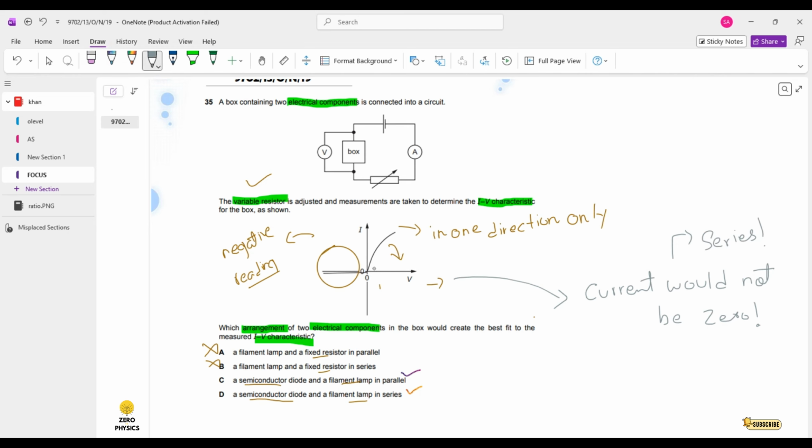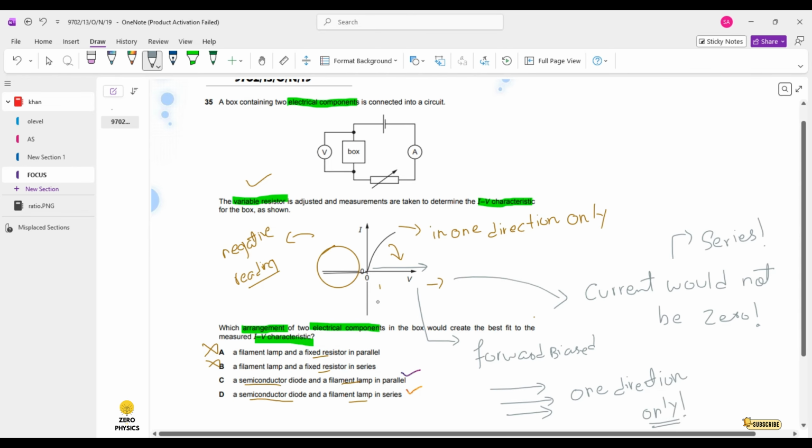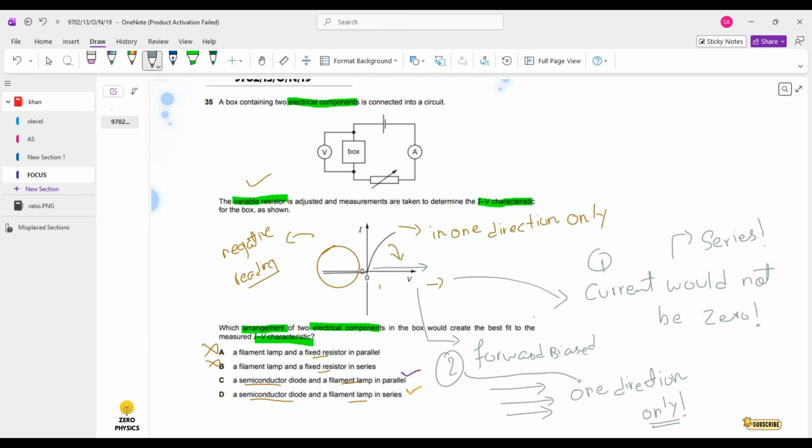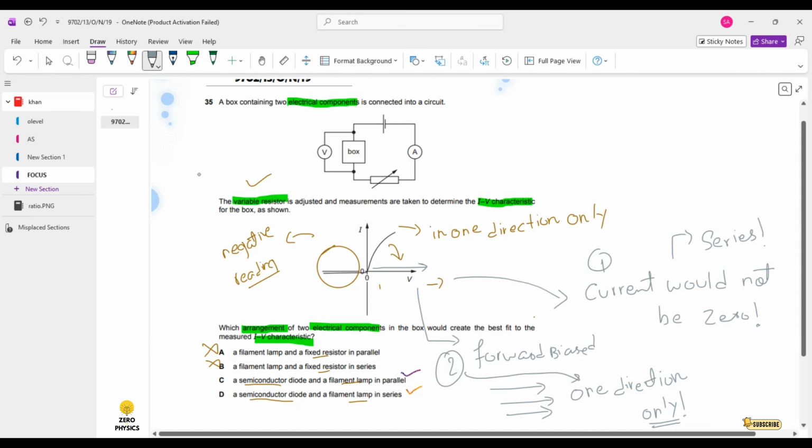The second reason for series is that the current is traveling in a single loop because of the diode. The diode is forward biased, so it is sending the current in one direction only, right? In a single loop. That becomes another reason this whole thing is in series. First reason, second reason. That's how our correct answer will be D, but not C, right?